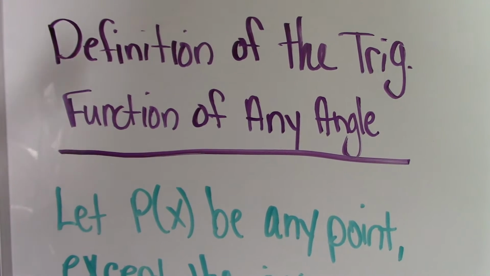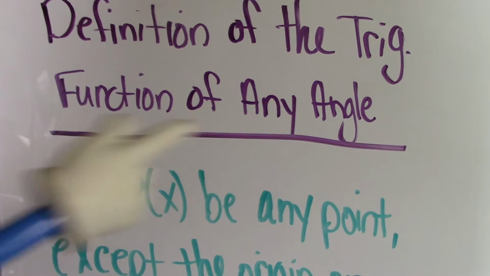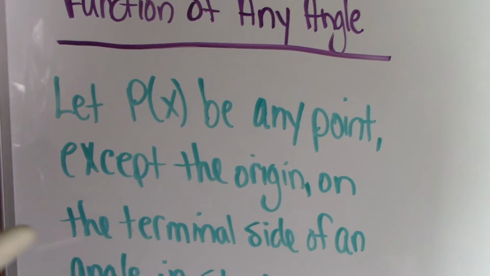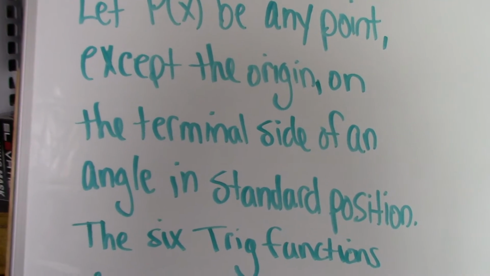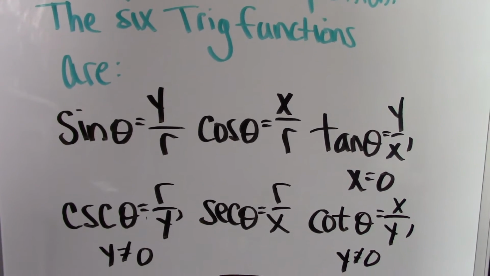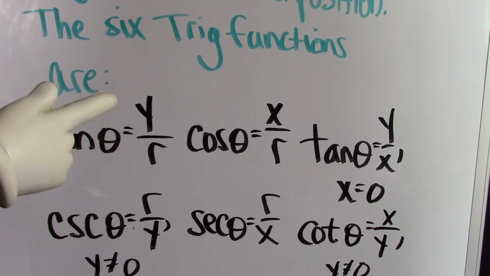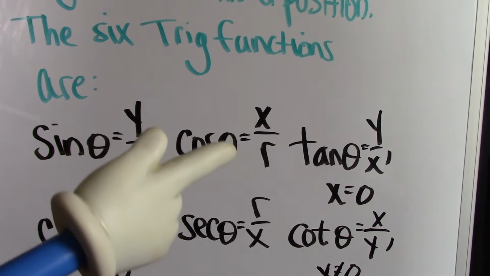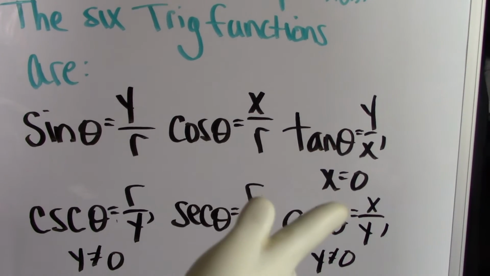Well, now we are going to learn the definition of the trig function of any angle. So we're going to let P be any point except the origin on the terminal side in standard position. Using that, the 6 trig functions are as follows. Sine of theta equals y over r. Cosine theta equals x over r. Tangent theta equals y over x. X cannot equal 0.